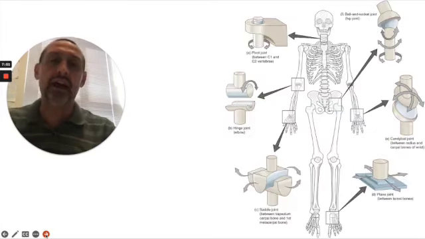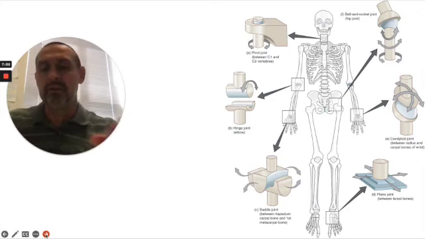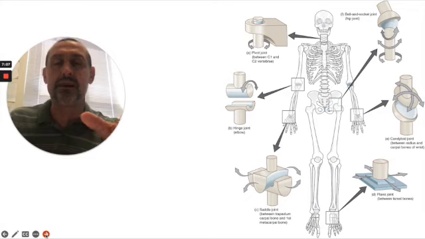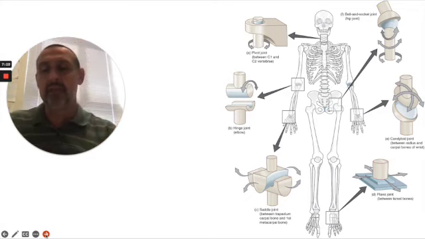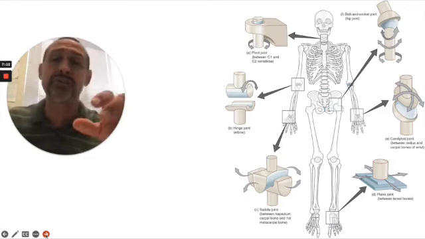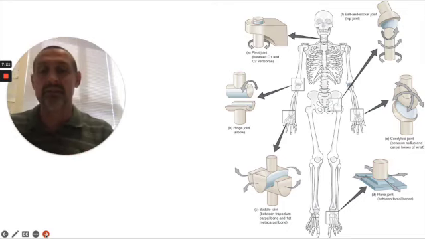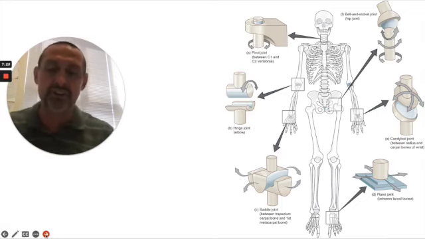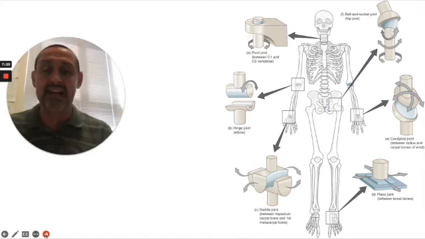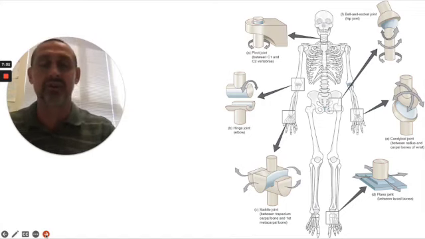Here's another look at a variety of the types of joints. Now remember that these joints are going to be held together by ligaments, and that there's several different types of ligaments. An extrinsic ligament is going to be outside of the articular capsule. An intrinsic ligament is going to be in the wall of the capsule, whereas an intracapsular ligament is going to be inside the capsule.